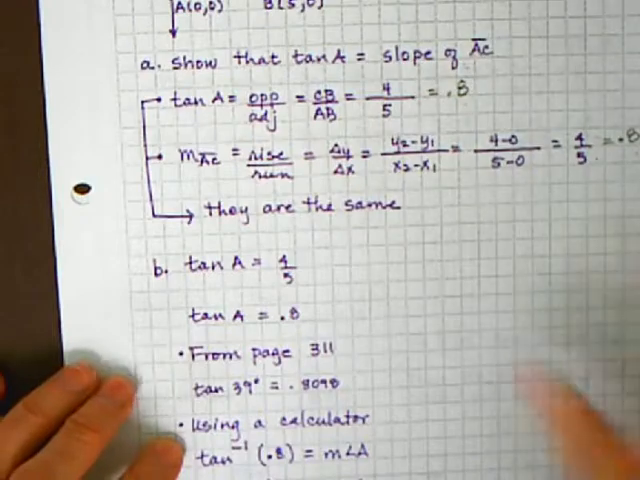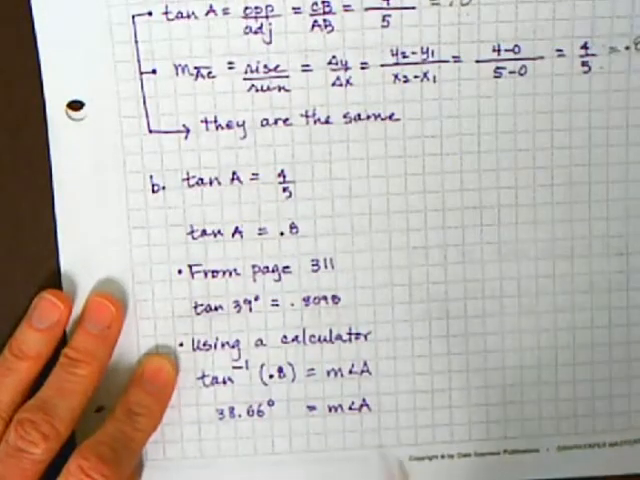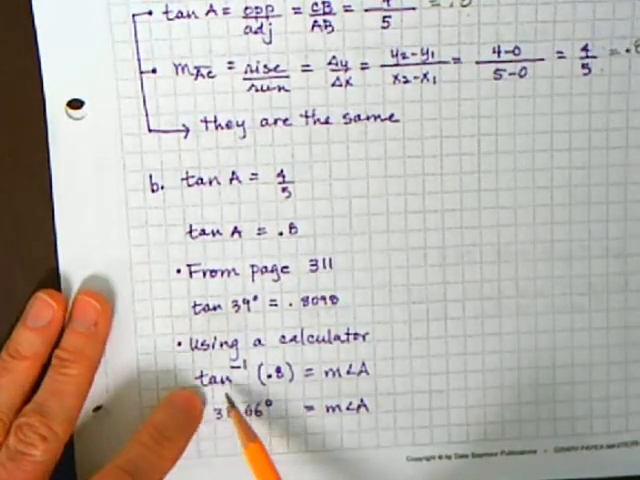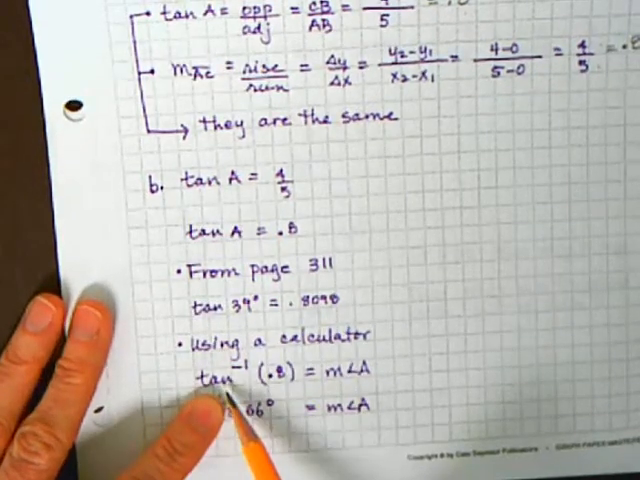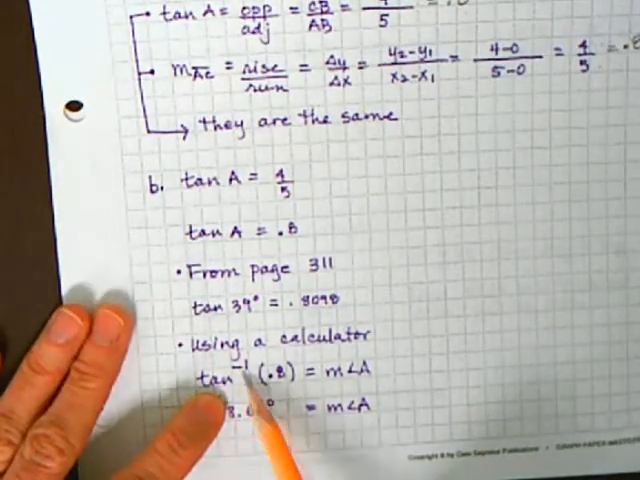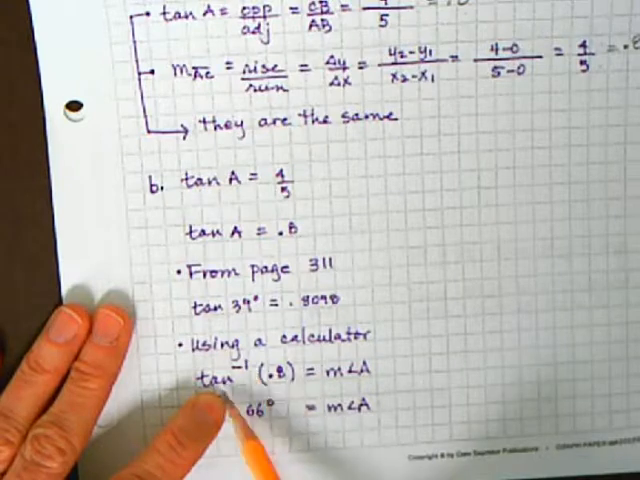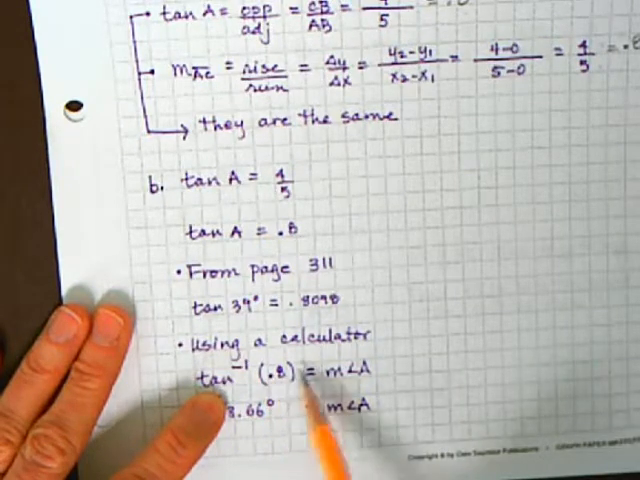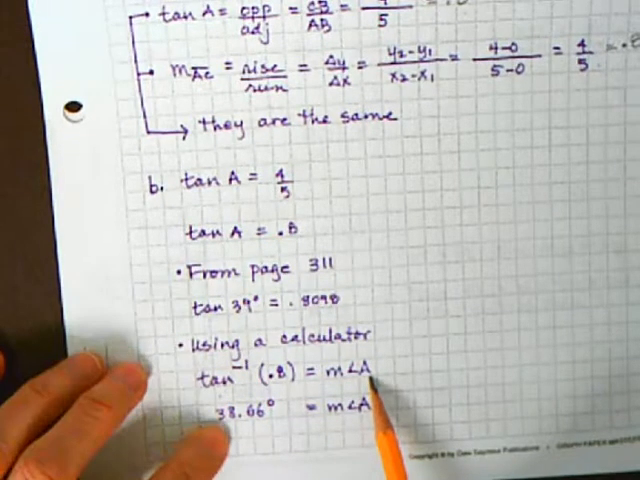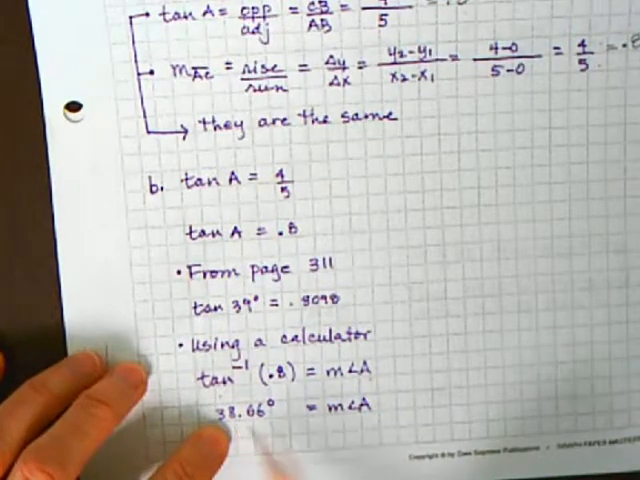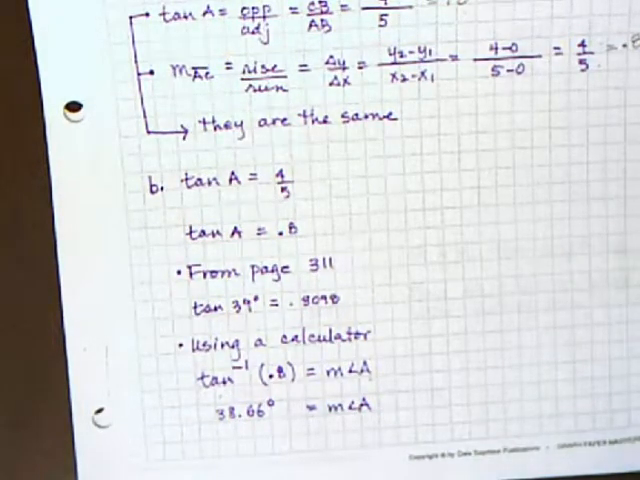But if I want to use a calculator, since I'm trying to find the angle, I use the inverse tangent. So I put in, tell me the angle whose tangent is 0.8. That's the measure of angle A. And so the calculator returns a value of 38.66. So that is it for that.